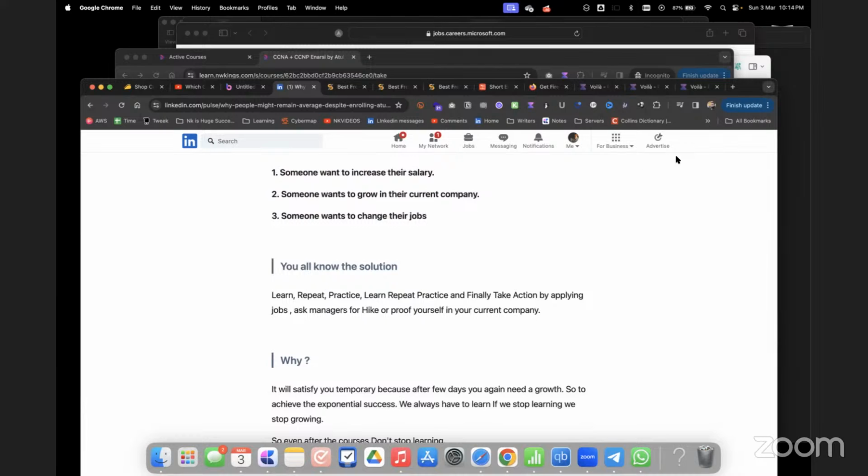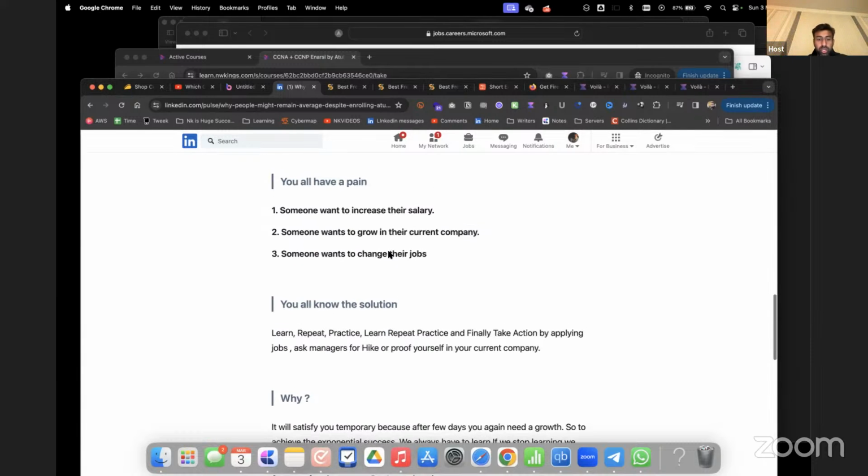Everybody knows that if you want to go from A to B, X to Z, whatever, obviously you have to study, right? Nobody will come and throw money at you daily, or monthly, or maybe yearly you get a 5% or 10% hike and you are not satisfied, right? But you all know there is a solution: if we learn, repeat, practice, learn, repeat, practice, then finally, someday we will be confident and then we will apply for jobs.